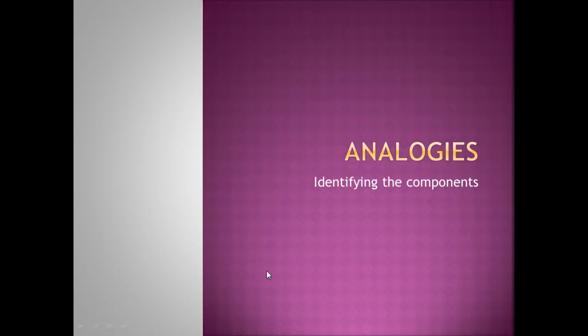This screencast should help you answer a question on analogies where you have to identify the components of an analogy. They're usually worth 3 marks, and the importance is that you understand the difference between 1, 2 or 3 marks, and that depends on how you present the components of the analogy.